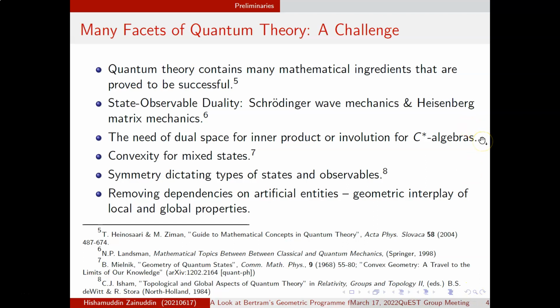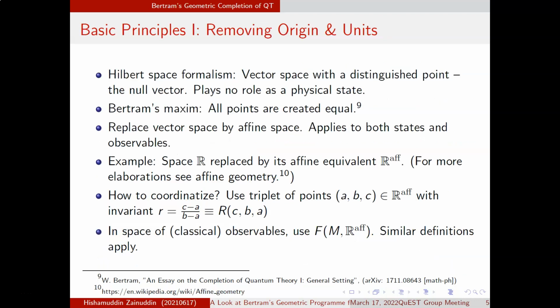Okay, so this is going to be short. Right. So what are the things that Wolfgang Bertram tries to do?